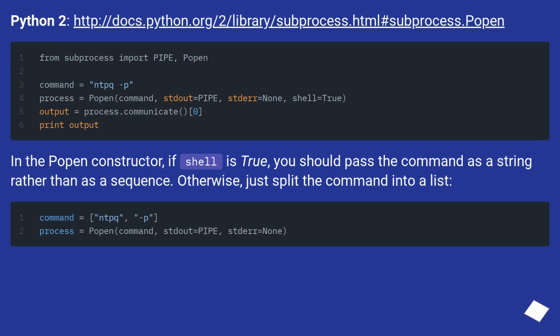Python 2, this URL. In the Popen constructor, if shell is true, you should pass the command as a string rather than as a sequence. Otherwise, just split the command into a list.